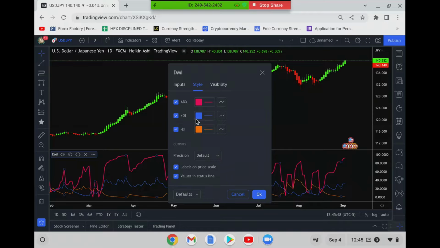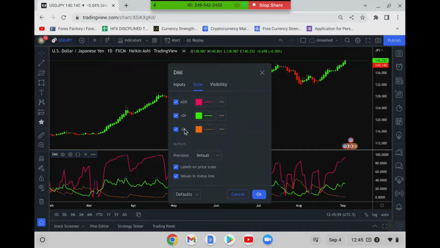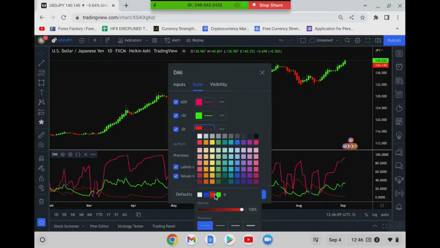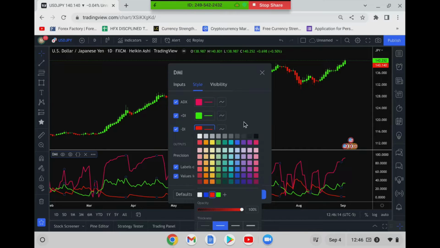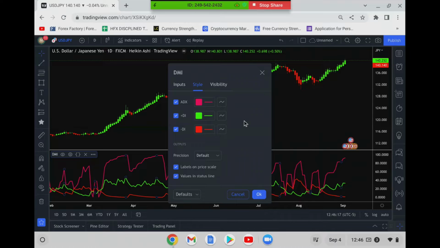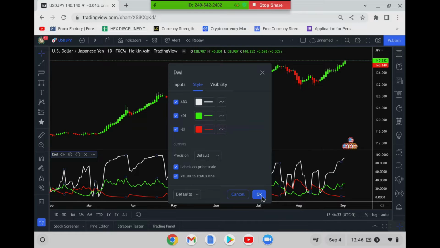Our DI plus, you guys, is going to represent buyers in the market. So I'm going to change this to green. Also going to make it thicker. And then our DI minus actually represents sellers in the market. So I'm going to make this the color red. I'm also going to thicken the line. And you guys, since pink and red are fairly close in color, I'm going to change the ADX to white. Let's go ahead and press OK.